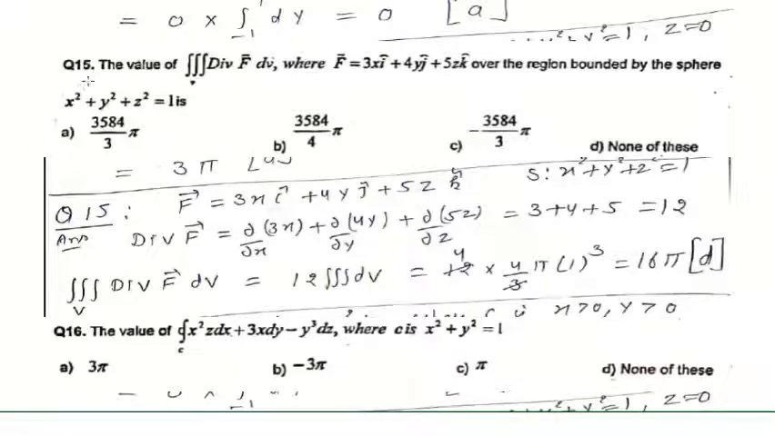Next, you are asked to calculate the volume integral of divergence f dv. So here it is 3xi 4yj 5zk. If this field were given in Stokes theorem, then its curl would be 0 and the answer would be 0, but it is given in divergence. So we have to calculate this divergence. Divergence of this is the derivative of this with respect to x, the derivative of this with respect to y, and the derivative of this with respect to z.